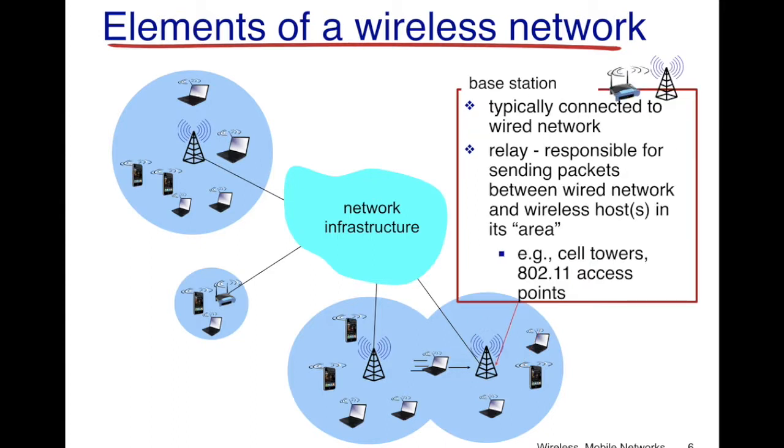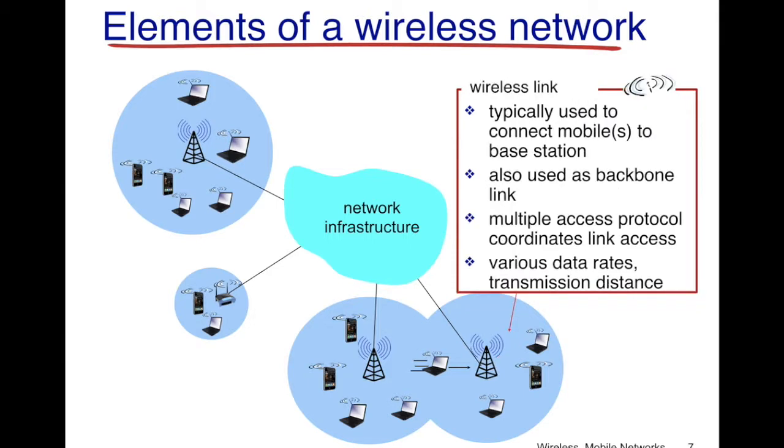The second component of a wireless network is the base station. The base stations are typically connected to the wired network or the greater internet, and they are responsible for relaying packets between the wired network or the internet as we know it and the wireless host. Two examples of base stations that you are already familiar with are, one, the Wi-Fi access point that you have at your home, through which all the devices in your home usually connect, and the other one is the cellular network, which we connect to using 4G or some technology like that.